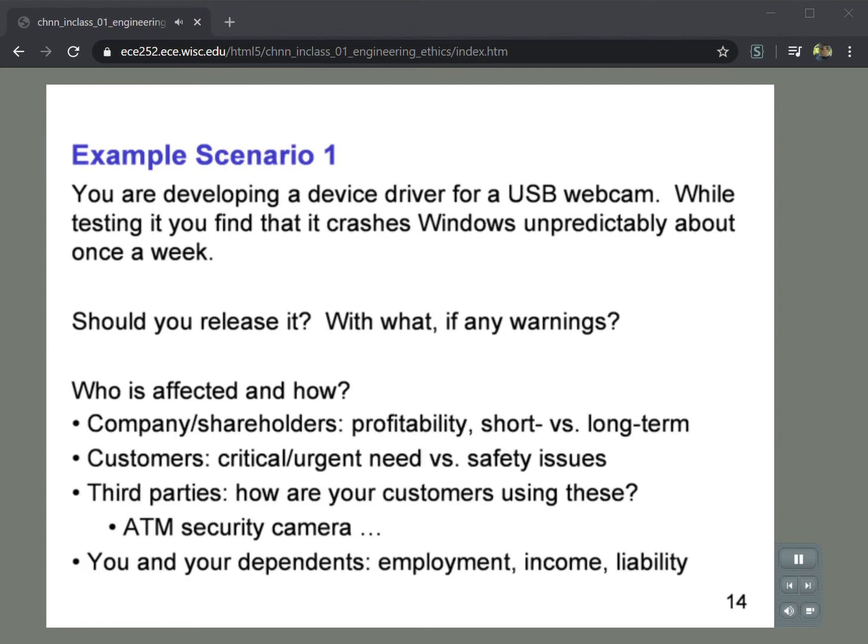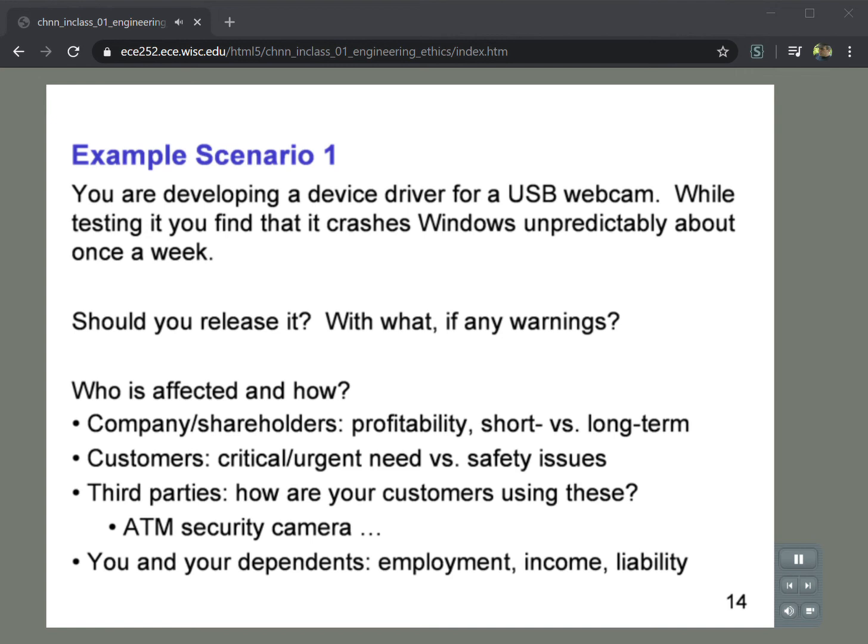in this situation. And I can think of at least 4 categories. So first of all, the company, which may have shareholders who've invested in it. They're obviously concerned about profitability in the short term. They want to get a product out the door so some revenue starts coming in. But there's also a long-term issue here. If you ship a defective product, that might kill the long-term prospects of your company. If enough customers are affected negatively by this, your company may end up folding if the product is too shoddy.